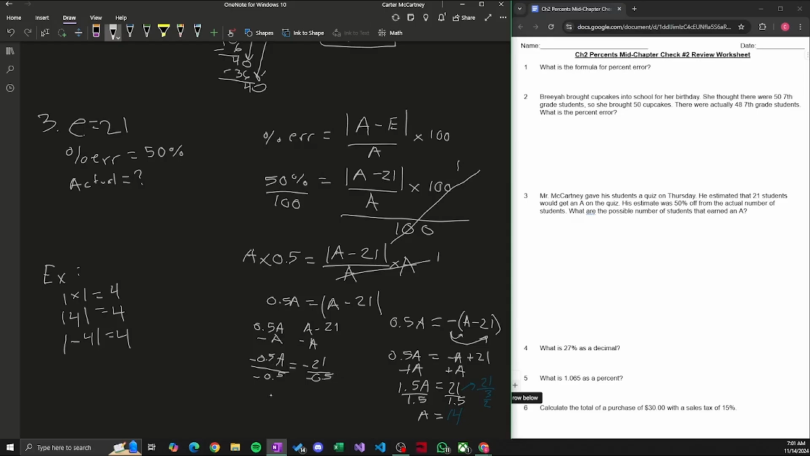Okay, so now we get a equals negative 21 divided by negative 0.5, or negative 1/2. Again, we can change it just like we did here to 21 divided by 1/2. And then we can keep, change, flip, and we end up with positive 42. So our two possible actual values are 42 and 14.